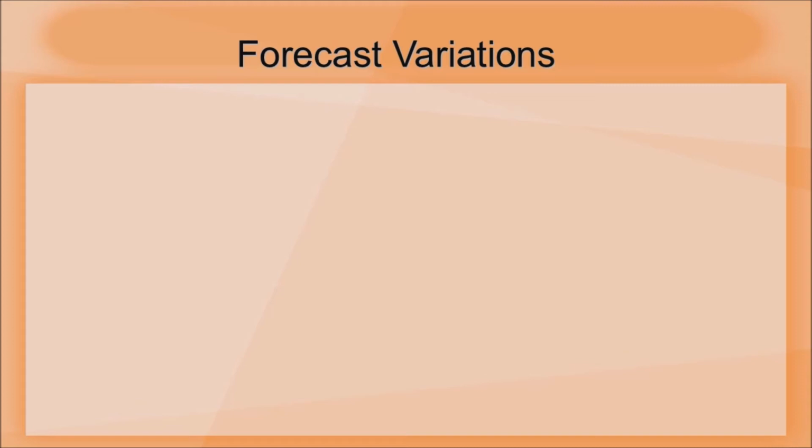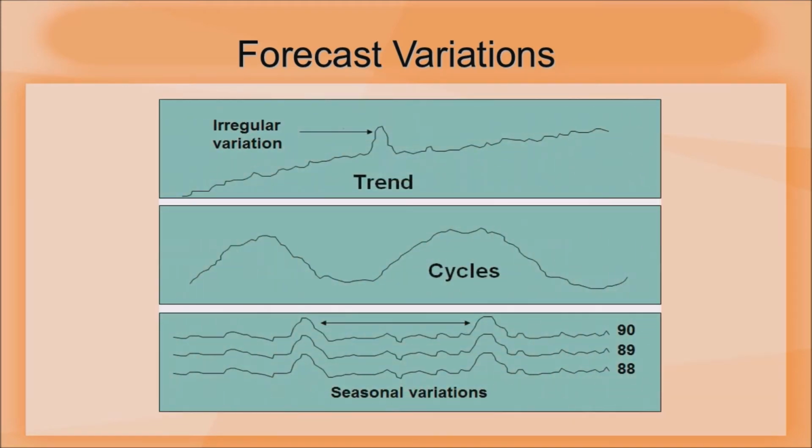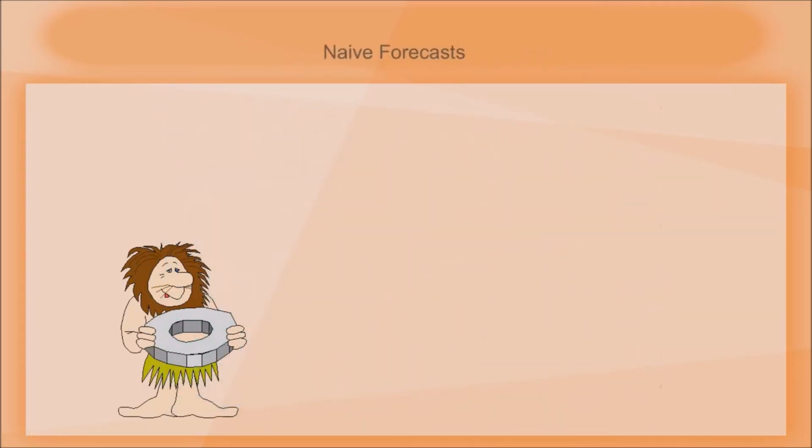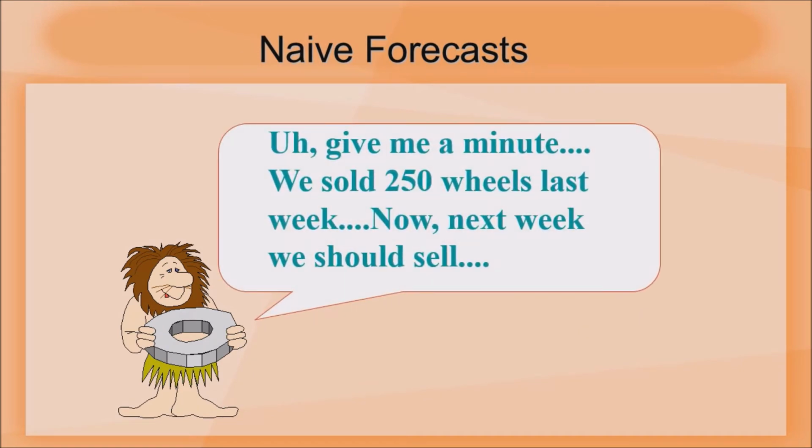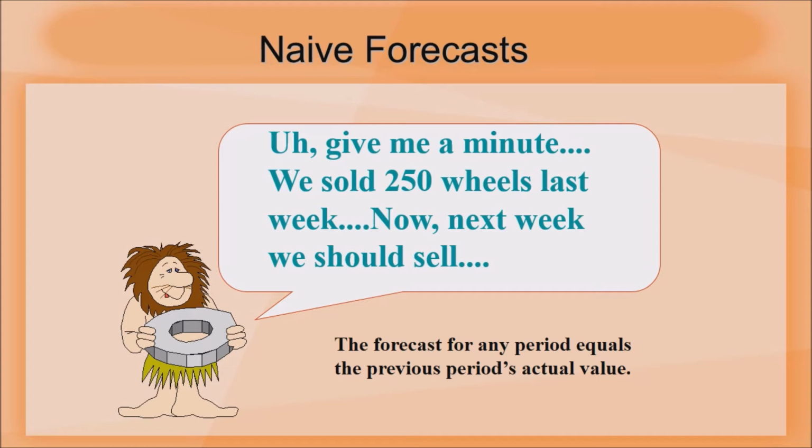Forecast variations. The following on-screen figure shows forecast variations in trend, cycles and seasonal variations. Naive forecasts: the forecast for any period equals the previous period's actual value.